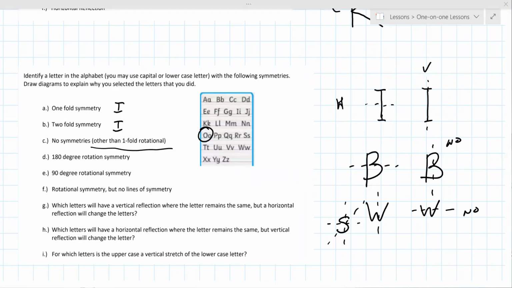This 90-degree rotation symmetry, O works again for that. I mean, it depends on how you draw it, but it's usually an O. Would I work for that as well? Well, if you go 90 degrees, it works for 180, but if you go 90, it doesn't look right. Is there anything else that does work for 90? X might work, depending on how it's drawn.